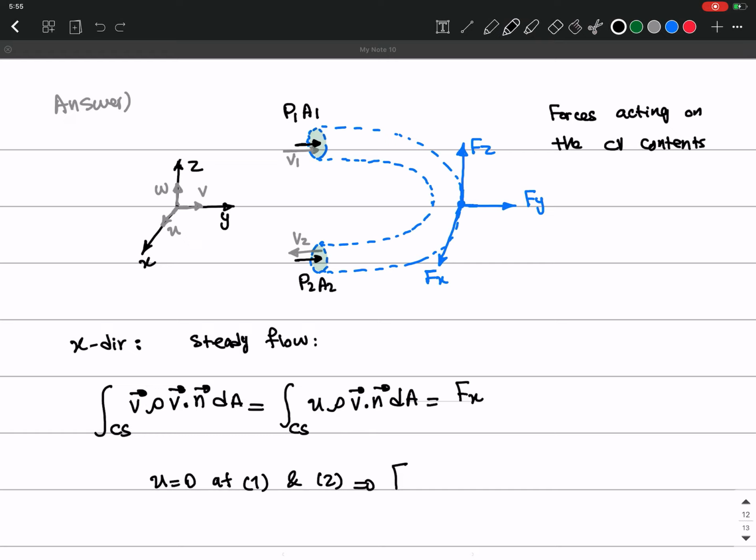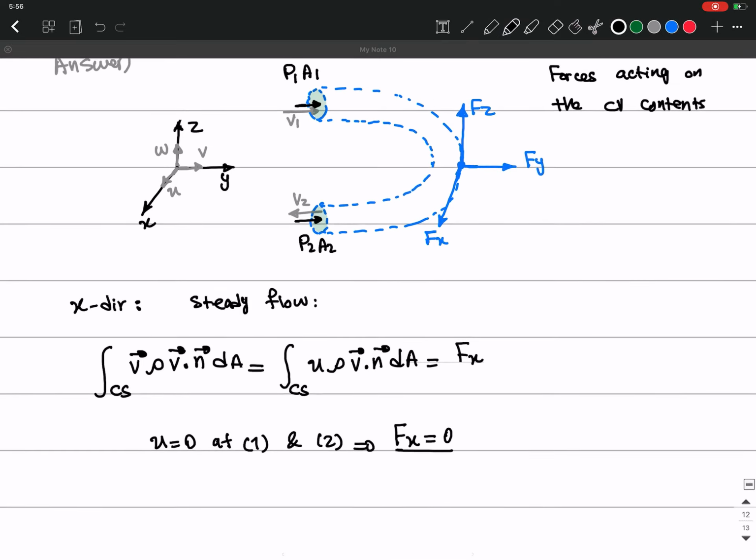The horizontal force that acts in the x direction on this bend is going to be 0, the net force. Okay, so this is the first thing we can get from the momentum equation.